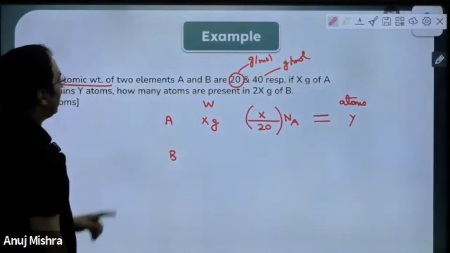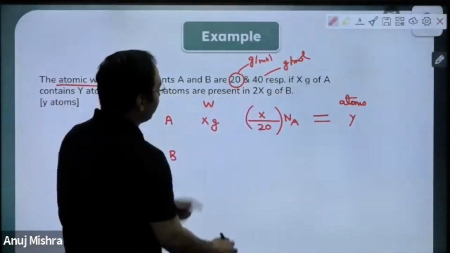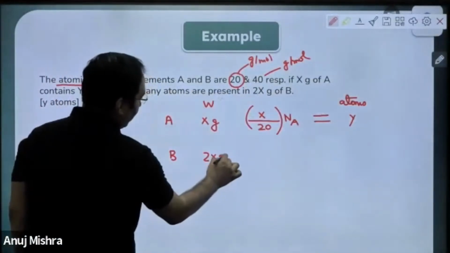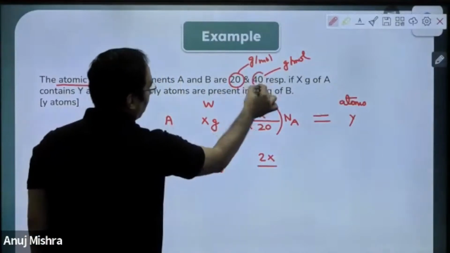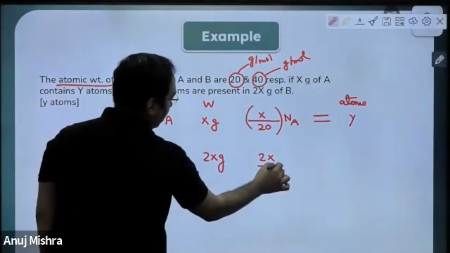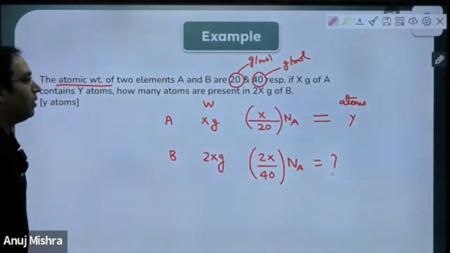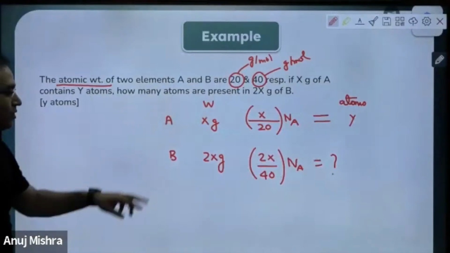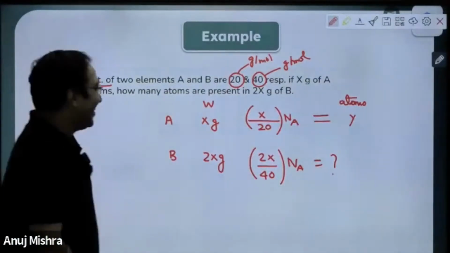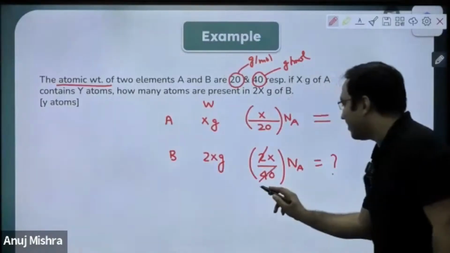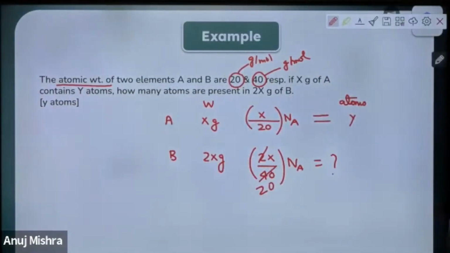And what is the second part? How many atoms are present in 2x grams of B? If this is 2x gram of B, you will write 2x. What is the atomic weight of this? 40. Is it clear? Yes, sir. Into Na. How much will this be? You have to answer in terms of Y. If x by 20 into n is y, what is 2x by 40 into n? Y. Why is it not 2y? This 2 will cancel, right? So the answer is y only.